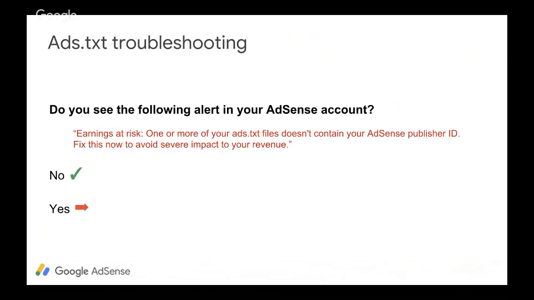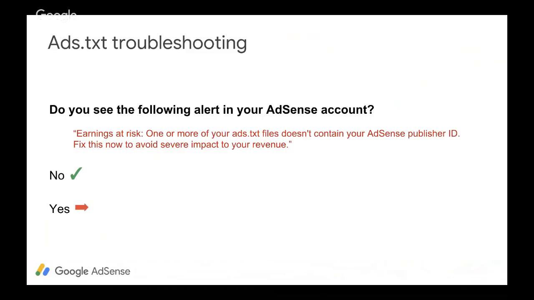That is including the text you see on the slide. Earnings at risk, one or more of your ads.txt file doesn't contain your AdSense publisher ID. Fix this now. If you don't see this alert, and you do have an ads.txt file posted, then it means everything is fine, or likely you've run into no error or no issue. Everything is formatted correctly and you're all set.